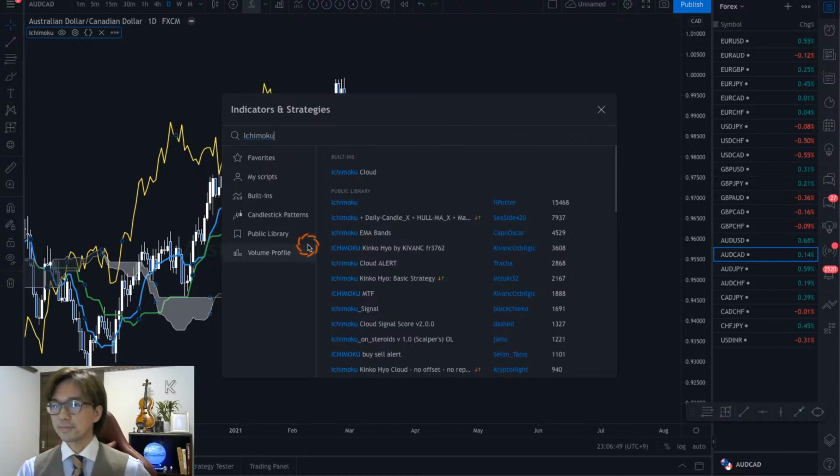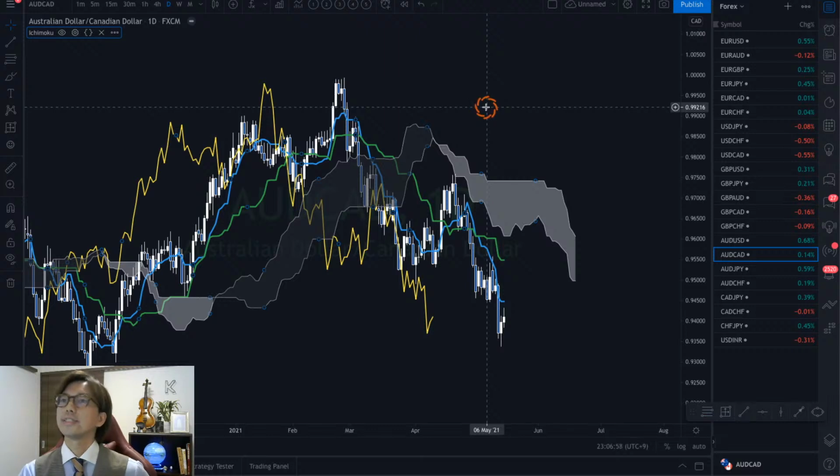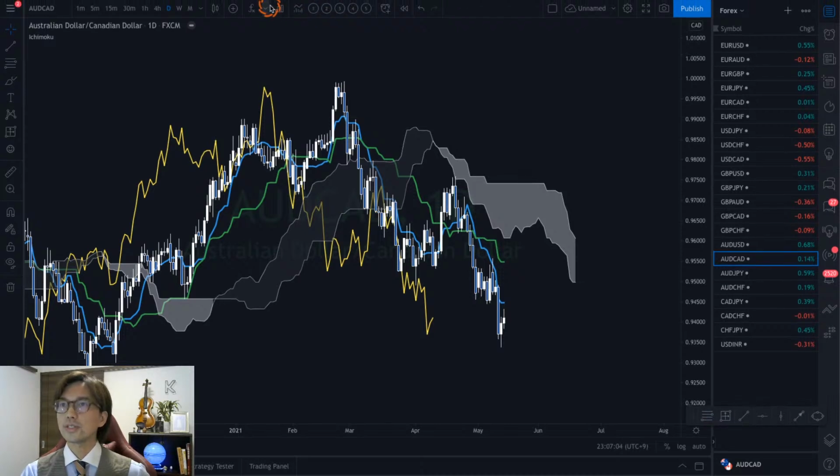So that's one thing that I'm using. And this is for higher time frames because I use multiple time frames to take trades. And Ichimoku is only for higher time frames. But as for the lower time frames, I use the Bollinger Bands and Stochastics.